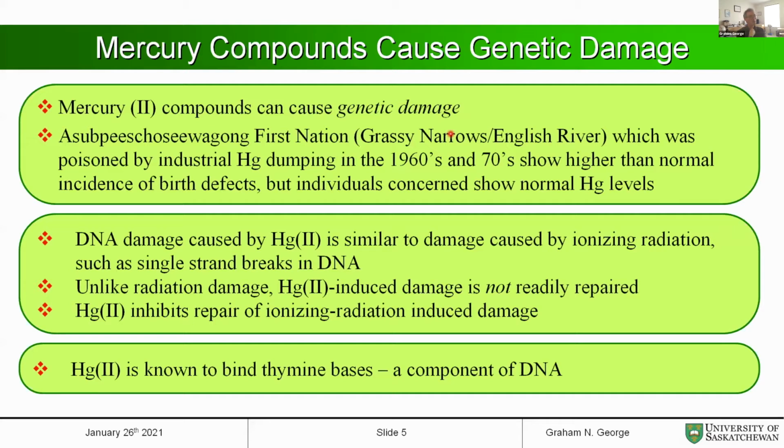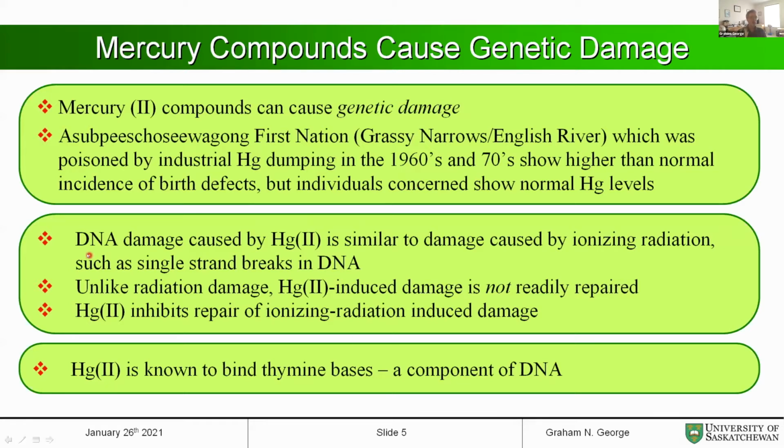[The lake] was poisoned by industrial mercury dumping in the 1960s and 70s. It's been reported that people in this First Nation community show a quite a lot higher than normal incidence of birth defects. But the individuals concerned show normal mercury levels. So this is not mercury that's in their bodies. It's mercury that the previous generations were exposed to that may be causing this.